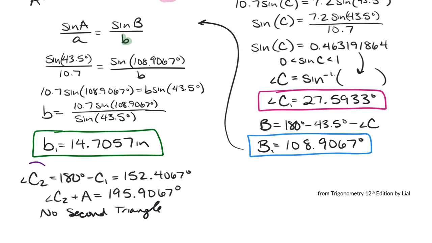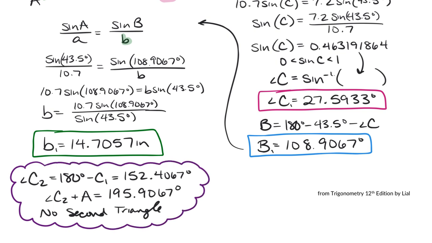So let's put this in a little cloud here, and let's say this is checking for second triangle. And remember, this was the issue. When you add the second option for C to the angle we were already given in the problem, it can't take up too many degrees. It can't be 180 degrees or higher, otherwise there's no room for the third angle.